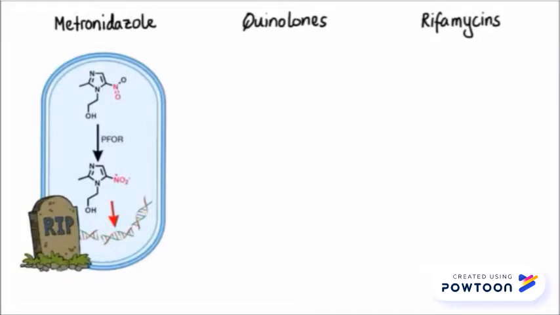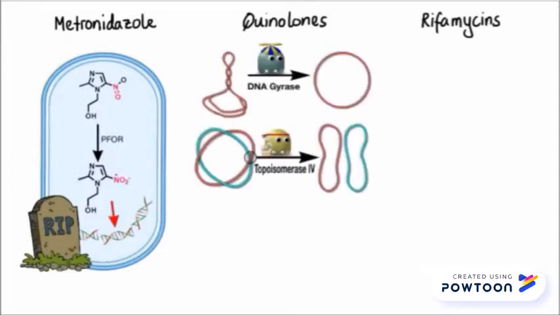Now let's move on to quinolones. Unlike metronidazole, the mechanism of action of quinolones involves interactions with topoisomerases, which are the enzymes responsible for the unwinding and unlinking of DNA. Both DNA gyrase and topoisomerase IV are the primary targets of quinolones, which bind to these enzymes and effectively inhibit their function. This in turn blocks DNA synthesis and cell growth, ultimately leading to bacterial cell death.